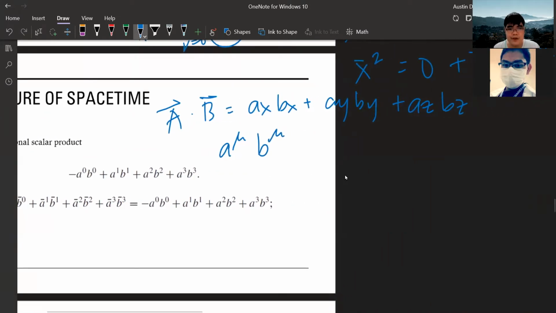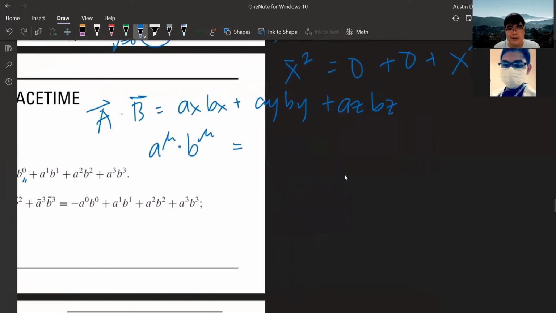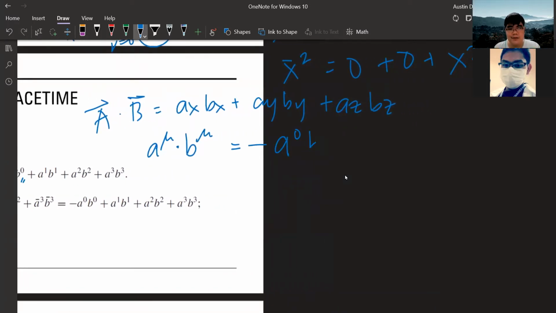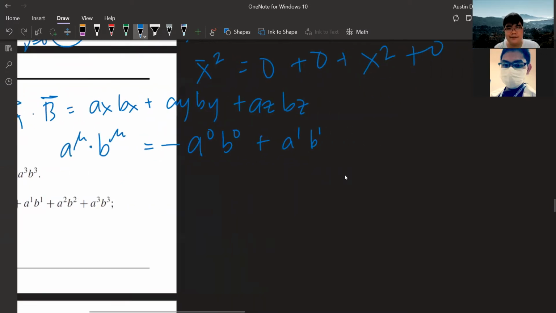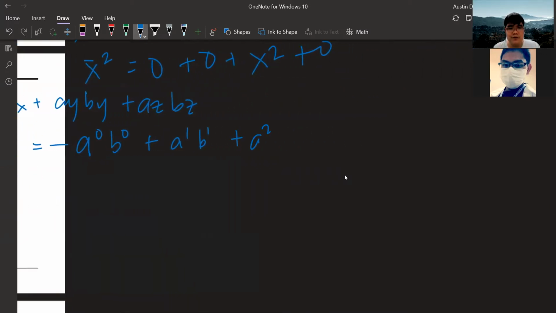In terms of the 4 vector, ang dot product nitong dalawang to, ang special sa kanya is negative lagi yung zeroth na vector. Okay? So negative A0 B0 plus A1 B1 plus A2 B2 plus A3 B3.